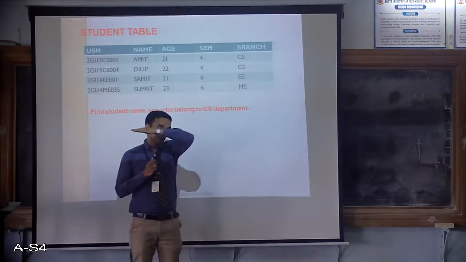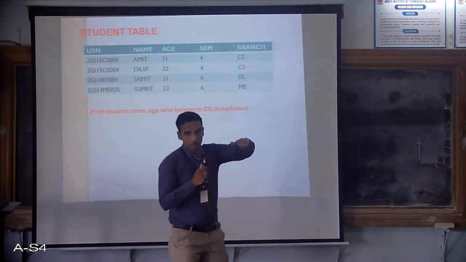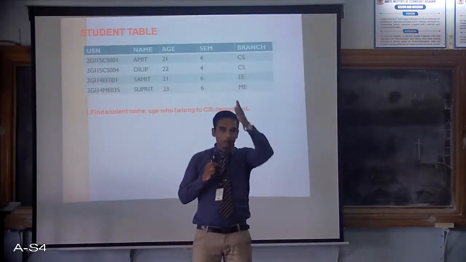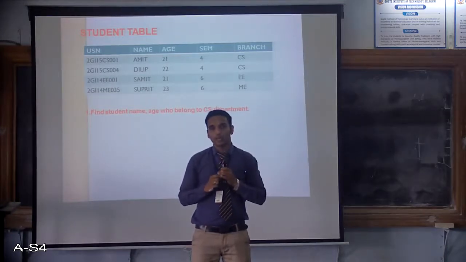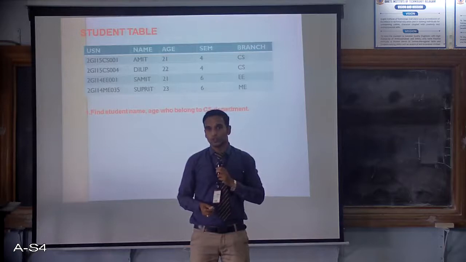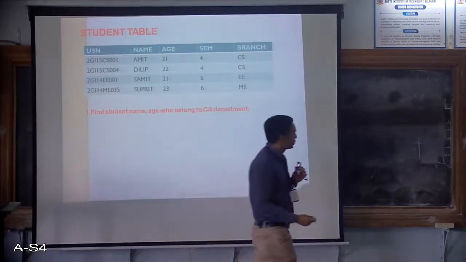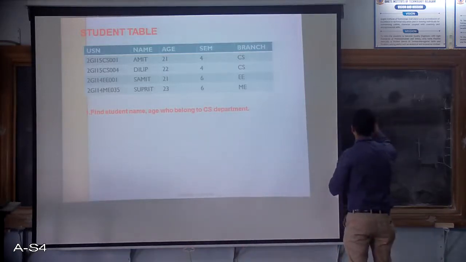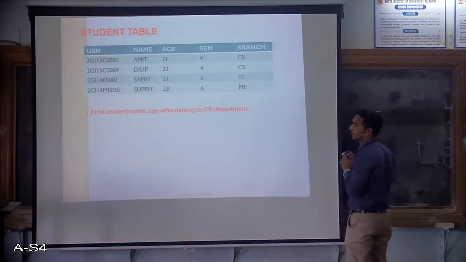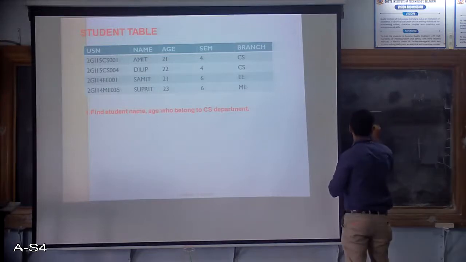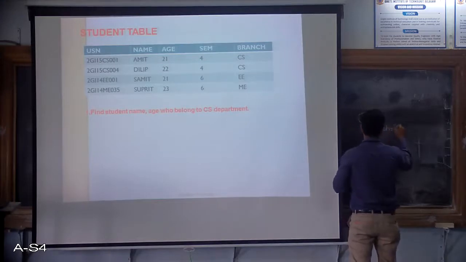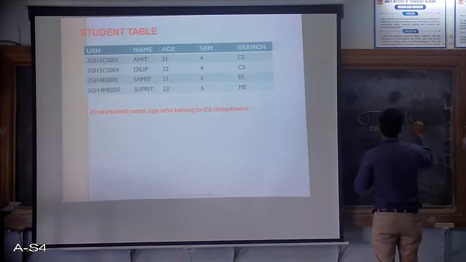That means I should select the rows. After selecting the rows, I want to select only specific rows. Right? So how can I select only specific rows? Okay, first we'll break the query. So what it does, I'll write select. What's the condition who belongs to CS department? So I'll say branch equal to CS from the table student.